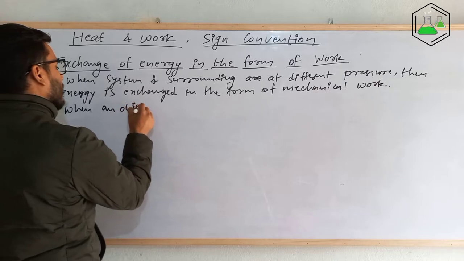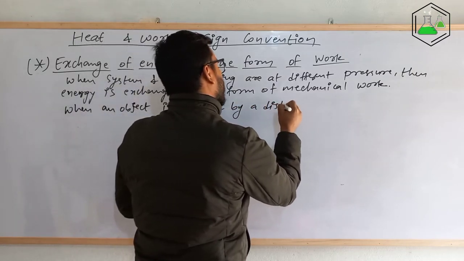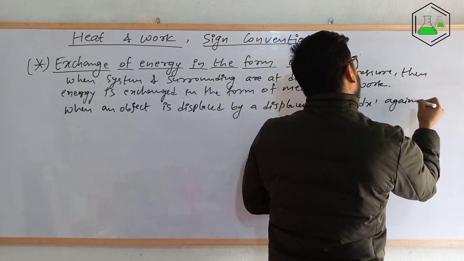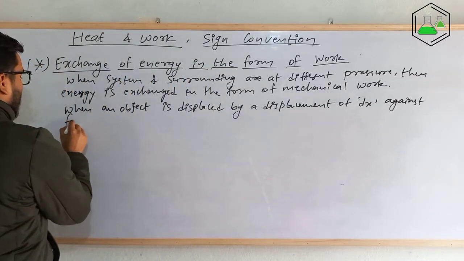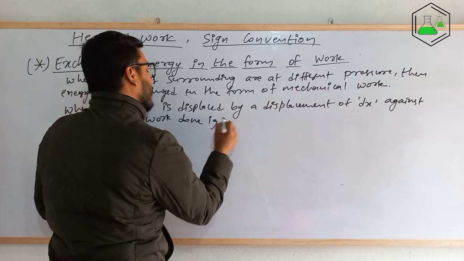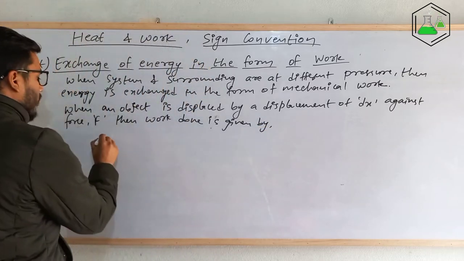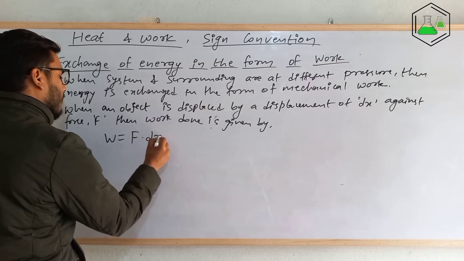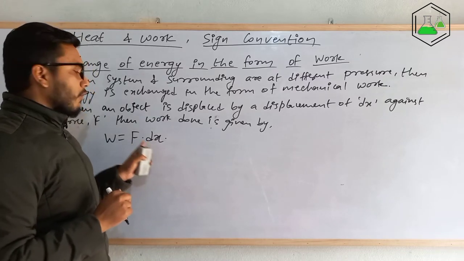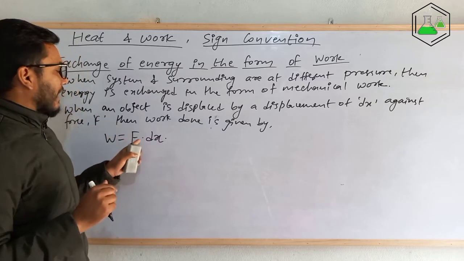And when an object is displaced by a displacement of dx against the force F, then work done is given by a formula that we all know. Work done is given by force into displacement, right? When the object is displaced by the displacement dx against the force F, then the work done by the object is given by W is equal to F into dx.